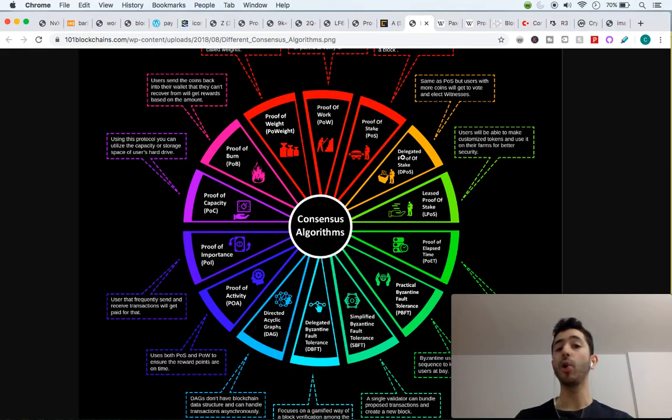So not all these cryptocurrencies you see on CoinMarketCap actually are blockchain. For example, as I just mentioned, IOTA, which is a pretty popular cryptocurrency, they run on DAG technology.